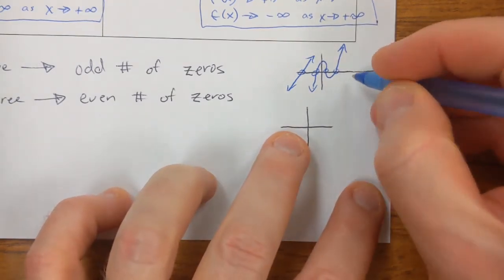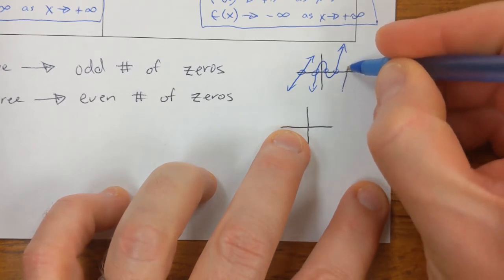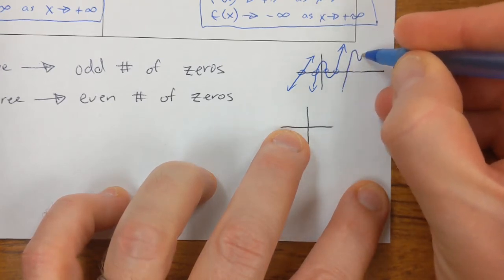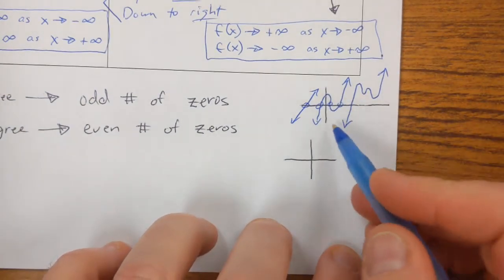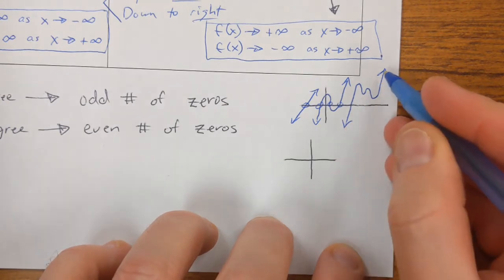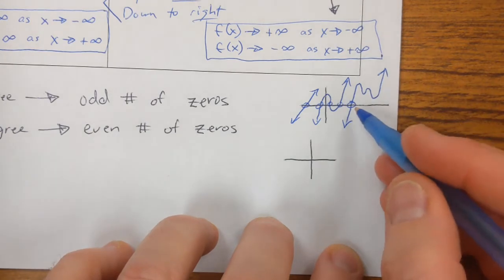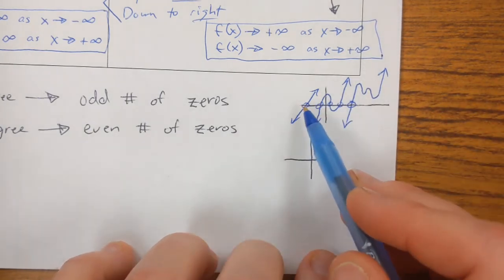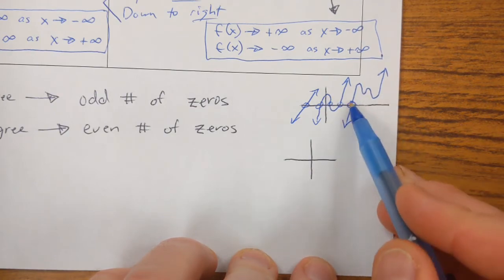So here you could have like a quintic function with a lot of twists and turns that hardly ever crosses the x-axis. Okay, you can imagine something like this. But as long as this arrow is going down and this arrow is going up, or some variation of that, there's always going to be an odd number of zeros. So like this function had 1, this function had 3, this function had 1.